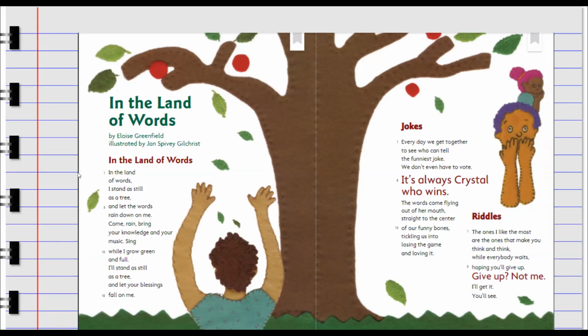Riddles. The ones I like the most are the ones that make you think and think while everybody waits, hoping you'll give up. Give up? Not me. I'll get it. You'll see.